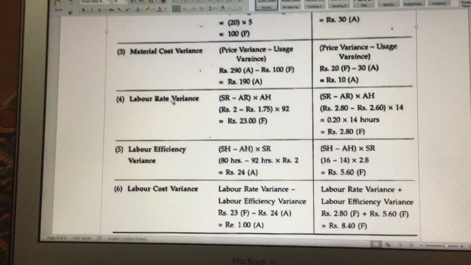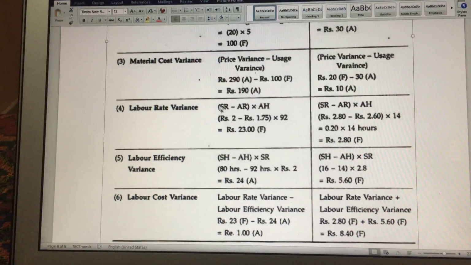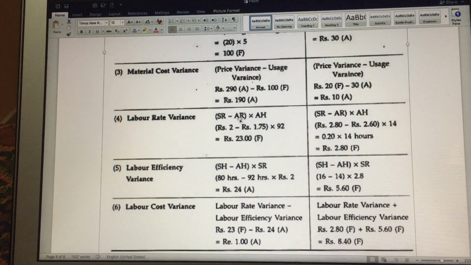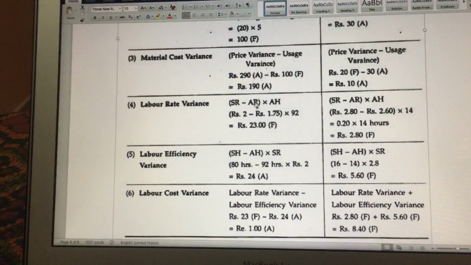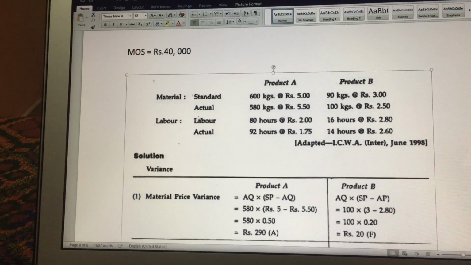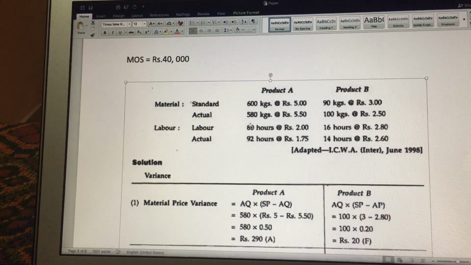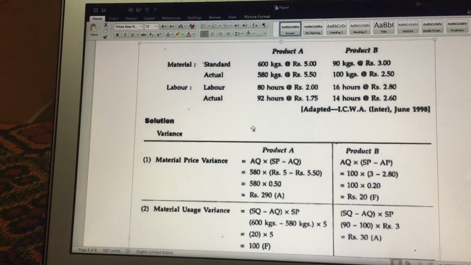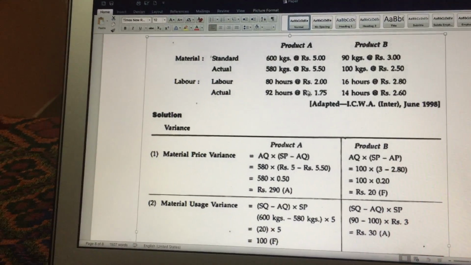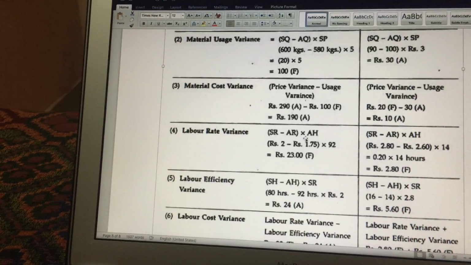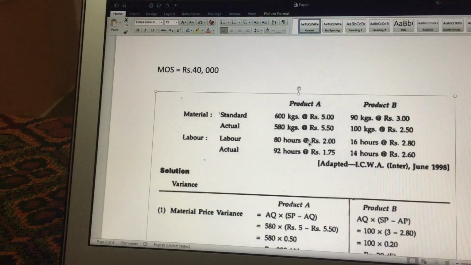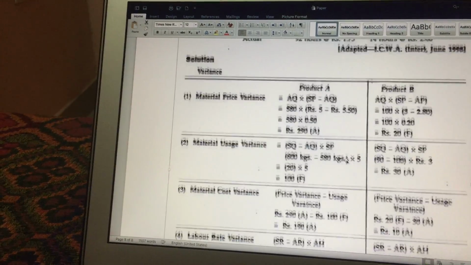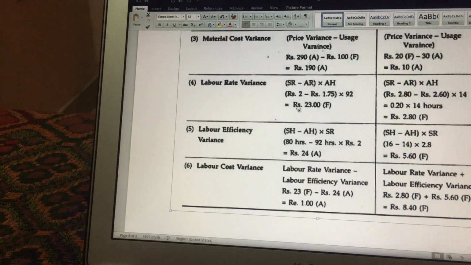So the labor rate variance formula is standard rate minus actual rate into actual hours. AH is actual hours, this is rate. Okay. So when we calculate for product A, we are given the labor rate, this is the standard, 80 hours, and this is actual. So the formula is standard rate, meaning 2 rupees, minus actual 1.75, into actual hours, which is 92 hours. So using this formula we will get the labor rate variance.